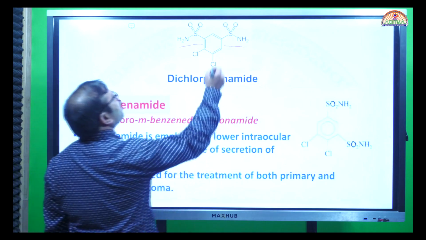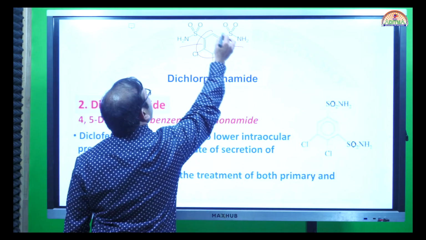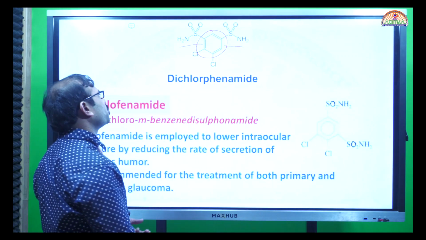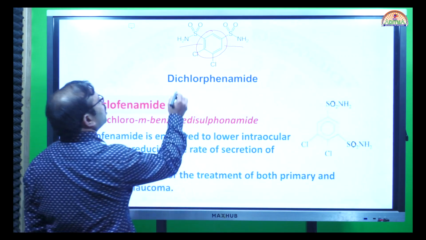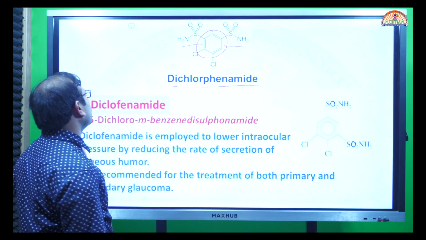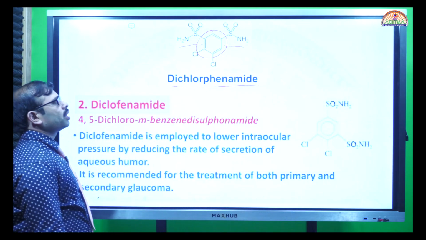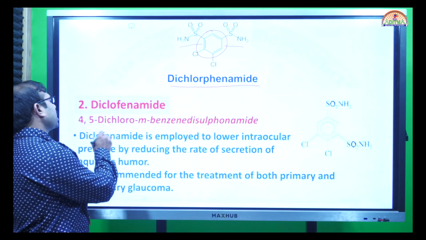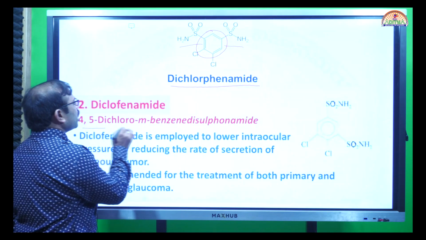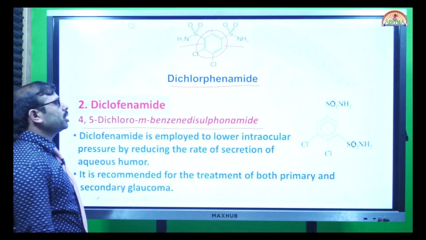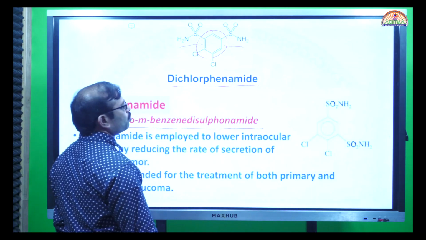Apart from that, the ring present here is an aromatic benzene ring with 2 chlorine substitutions and 2 sulfonamide substitutions. That's why it is called dichlorphenamide, its commercial name. The exact IUPAC name is 4,5-dichlorobenzene-1,3-disulfonamide, meta-benzene disulfonamide. People also simply represent it like this.